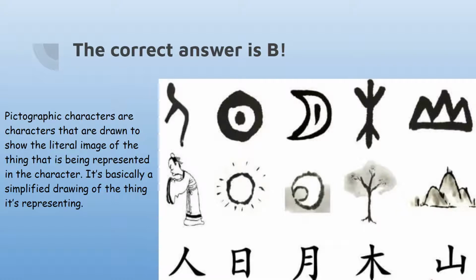As you can see in this picture over here, the top row is the oracle bone inscriptions. The middle row is the things that it's trying to represent, and the bottom row is the modern Chinese characters. As you can see, there are a lot of similarities between the top row and the middle row because the oracle bone inscriptions are just simplified drawings. Now, option A is actually another type of character called ideographs or ideograms. It's a character or symbol that represents a concept or an abstract idea.